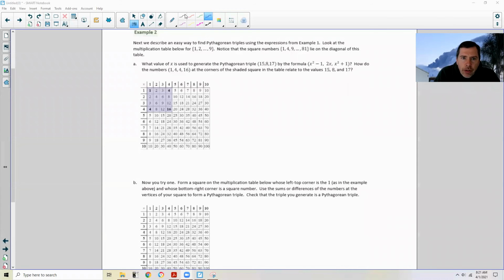Okay, so first of all, it says what value of x is used to generate the Pythagorean triple right here by this formula? Well, we would take x squared minus 1 and set it equal to 15. Our first term has to equal our first term. So if I say x squared minus 1 equals 15, and I add 1 to both sides, I get x squared equals 16. And if I take the square root of both sides, I get x equals plus or minus 4, but distance can't be negative, so we're just going to use the principal root, x equals 4.